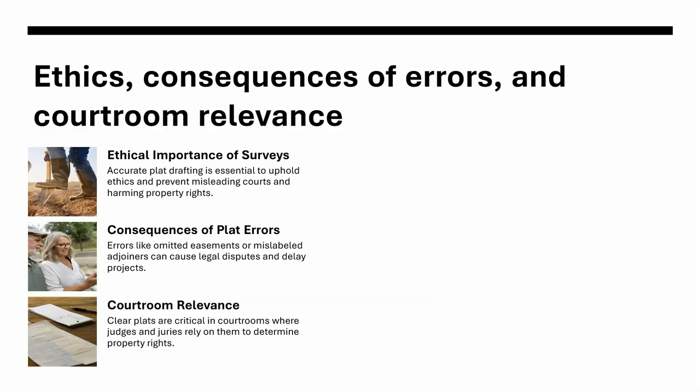Imagine a plat that omits an easement. A landowner may build over a utility line, leading to litigation. Imagine a plat that mislabels an adjoiner. Two neighbors may end up fighting in court over land that was never in dispute until your mistake was made. Imagine a plat with poor closure. A county clerk may reject it, delaying projects and damaging firm reputations.